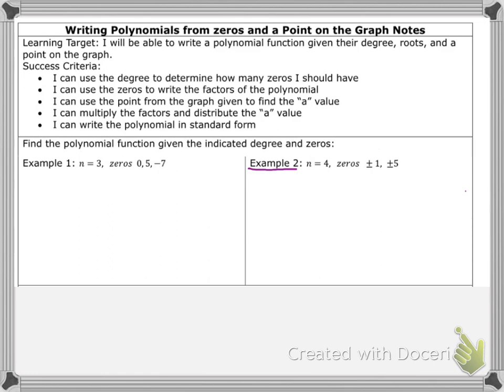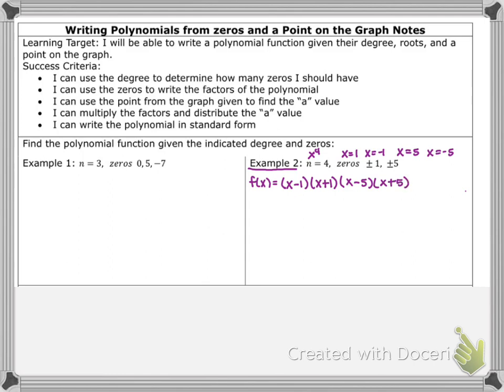And so we know the n is 4, so that means it has to be x to the 4th. And then it tells us our zeros are x is plus or minus 1 and x is plus or minus 5. So that means that we're going to have x equals a positive 1, x equals a negative 1, x equals a 5, and x equals a negative 5. So we're going to go ahead and write this in factors. So f of x equals x minus 1, x plus 1, x minus 5, and then x plus 5.